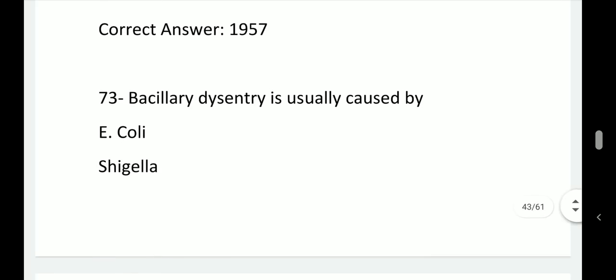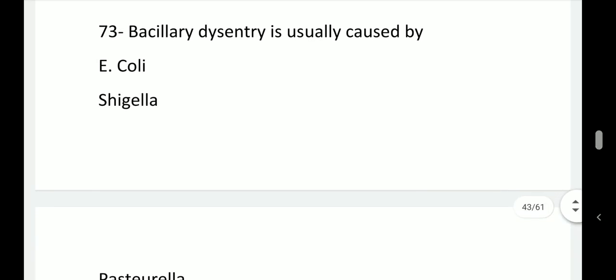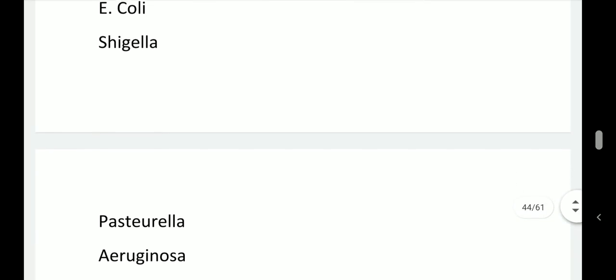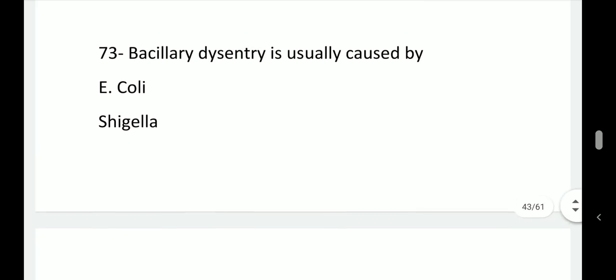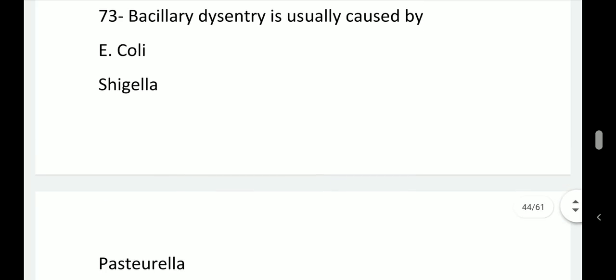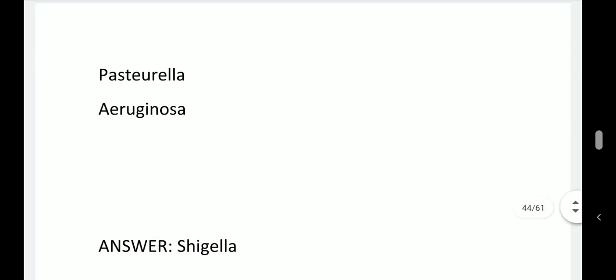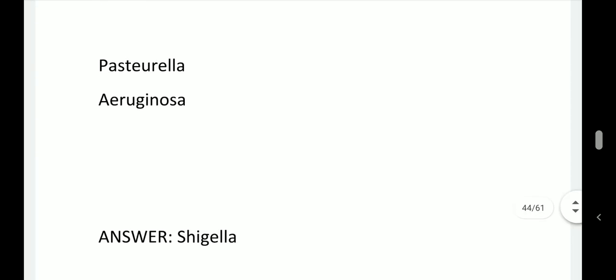Question number 73. Bacillary dysentery is usually caused by option A, E. coli, option B, Shigella, option C, Pasteurella, option D, Pseudomonas aeruginosa. Answer is Shigella. That is option B is the correct answer.